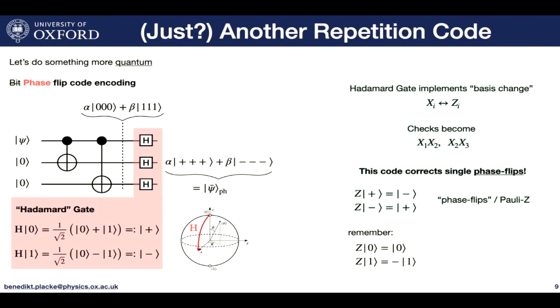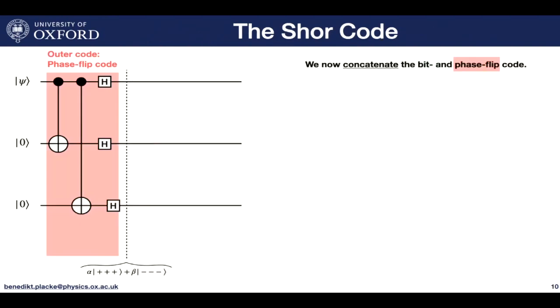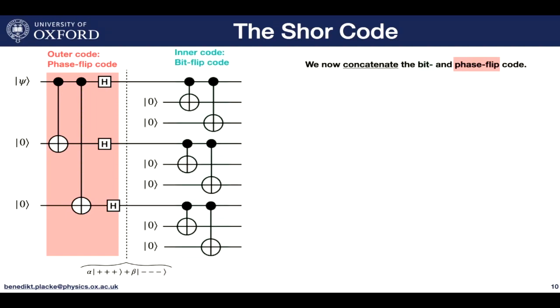Okay, so now we have a different code that corrects a different kind of error. And now what Shor did is he defined something called the Shor code, and he said, why don't we do both? This works as follows. We will concatenate the two. So we start with the phase flip code. This is just the circuit I had before, but drawn very largely. This code we know corrects the phase flip error. Now we also want to correct a bit flip, and what we simply do is encode each of the constituent qubits of the phase flip code in a bit flip code.